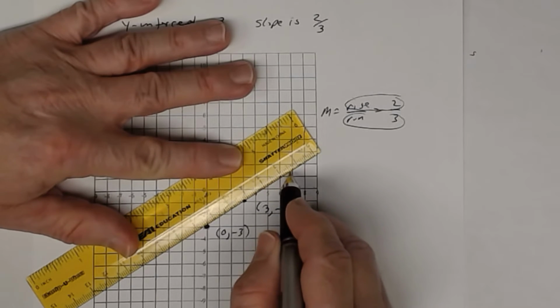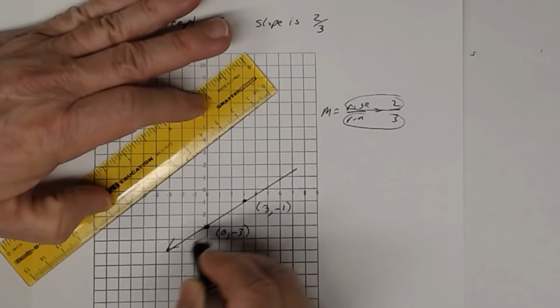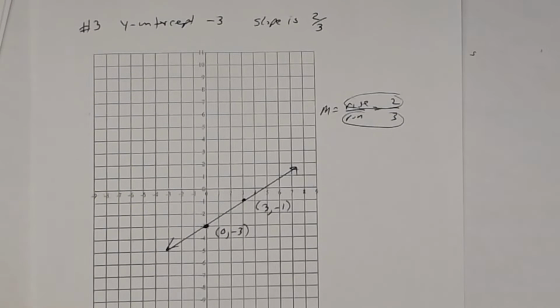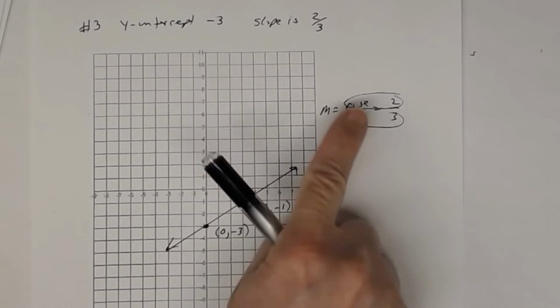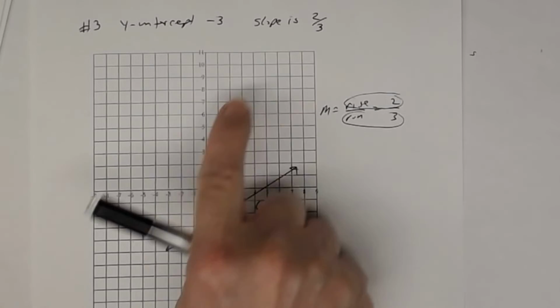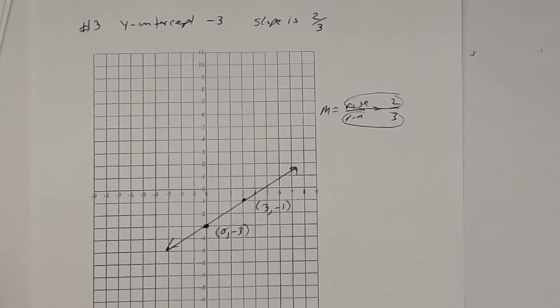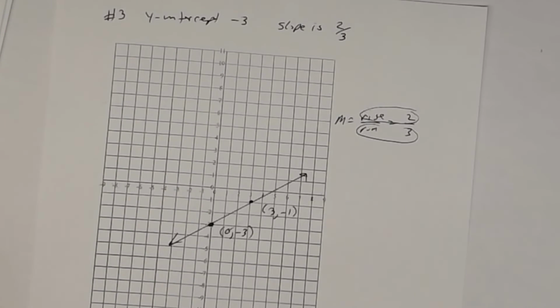Not a difficult process. Very simple to do, right? Very simple to do. Okay. All right, so always remember, the slope is positive, so when you draw your line, it needs to rise. Okay, so let's look at number 4.